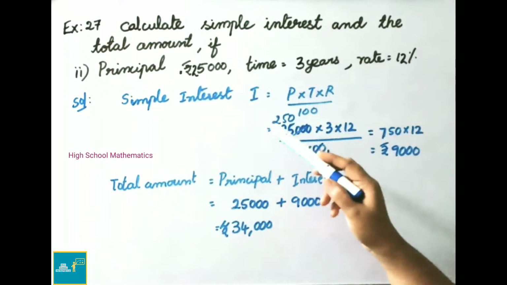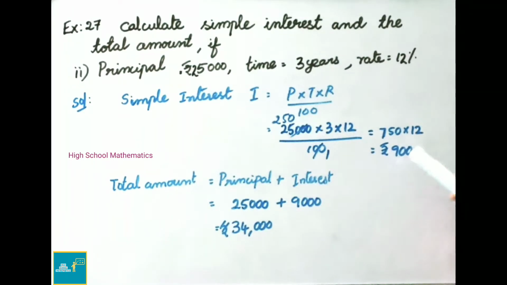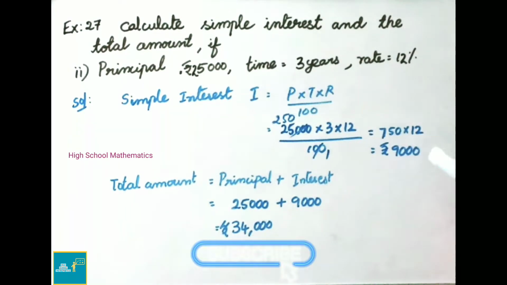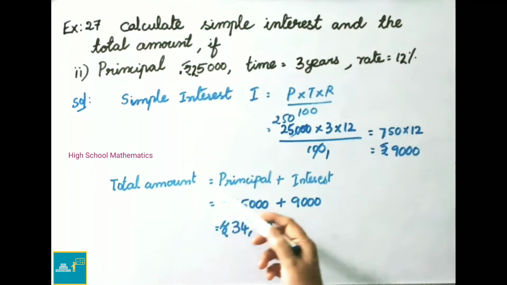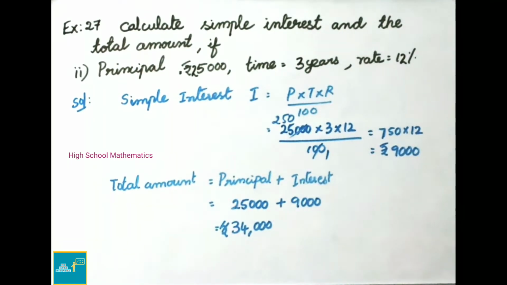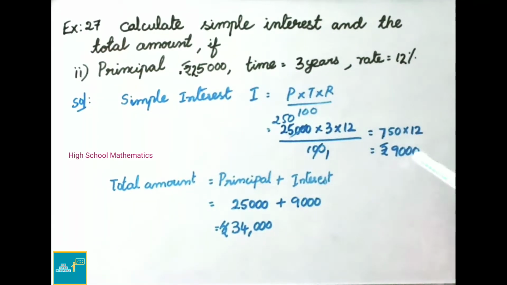That equals multiply numerators 250 into 3, 750 into 12. That equals 750 into 12 is 9,000 rupees. Therefore, simple interest is 9,000 rupees. Here in our question, they ask us to find the total amount, that equals principal plus interest. That equals principal amount 25,000 rupees plus interest 9,000 rupees, that equals 25,000 plus 9,000 is 34,000 rupees. Therefore, total amount is 34,000.